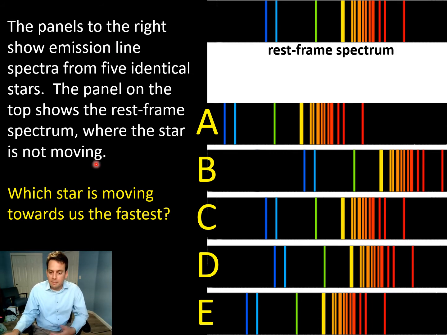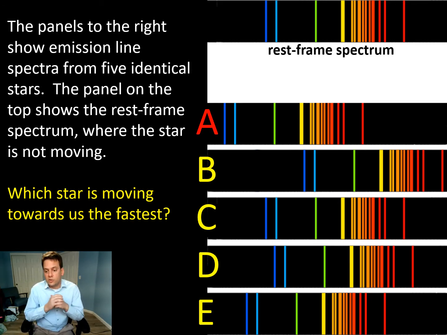And so, for example, even before you answer the specific question that's asked here, you can go down the list and see that A is obviously blue shifted. All of these lines are shifted towards the blue end of the spectrum. B is red shifted, and so A is moving towards you, whereas B is moving away from you. C looks as if it's at rest relative to you. If you compare C to the rest-frame spectrum, they look very similar, essentially identical. And then you can make the same comparison with D and E.